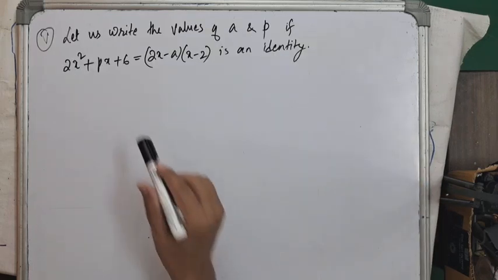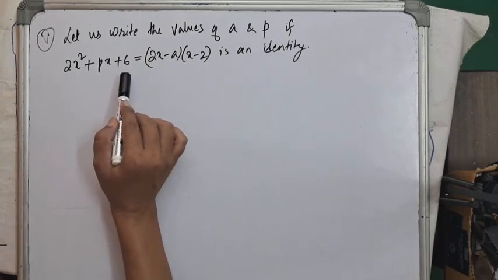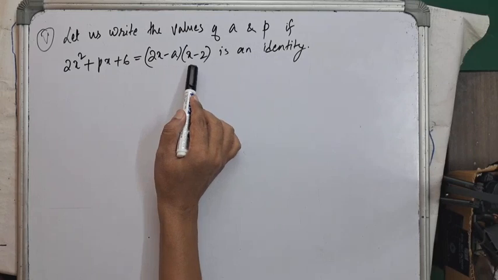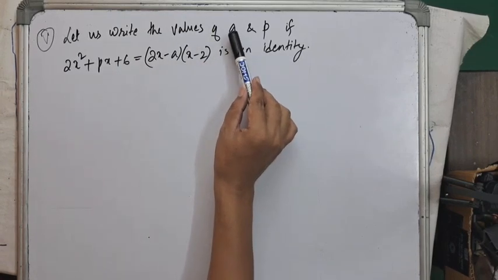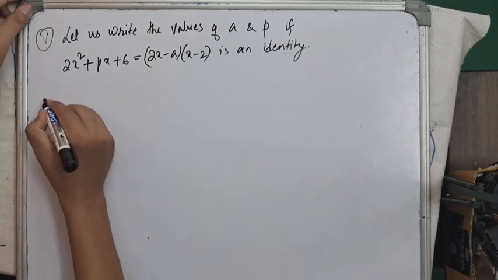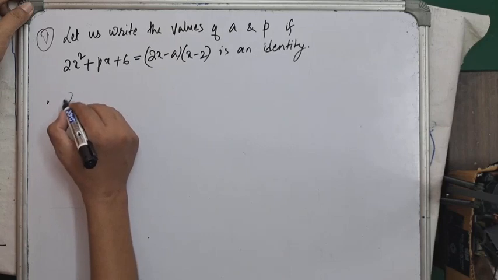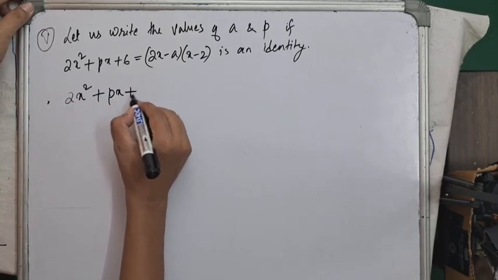Okay, now let's do question number 5. Let us write the values of a and p if 2x square plus px plus 6 equal to (2x minus a) into (x minus 2) is an identity. So we are asked to find the values of a and p from this equation, isn't it? So let's copy this left hand side of the equation as it is: 2x square plus px plus 6.